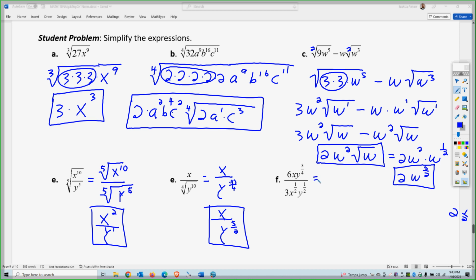And then f, 6 divided by 3 is 2. Then I have x to the 1 minus 1/2, because there's really a 1 here as a placeholder value. And then y to the 3/4 minus 1/2. So you have 2x to the 1/2, and then y to the 1/4, right? 3/4 minus 1/2 is 1/4. And you can rewrite that in radical notation if you want, or keep it in exponent notation. Okay.